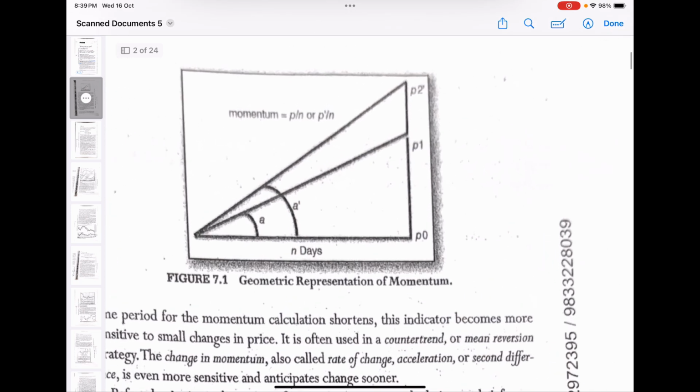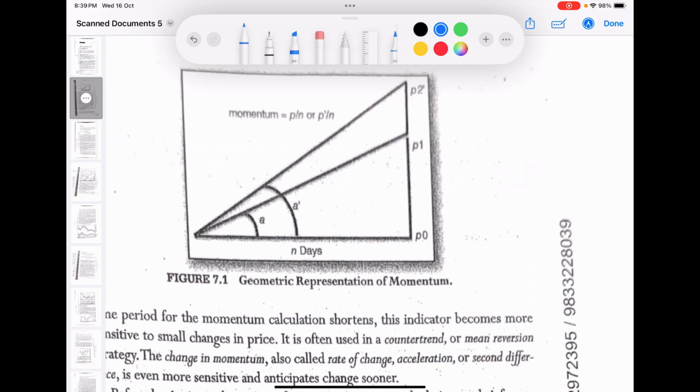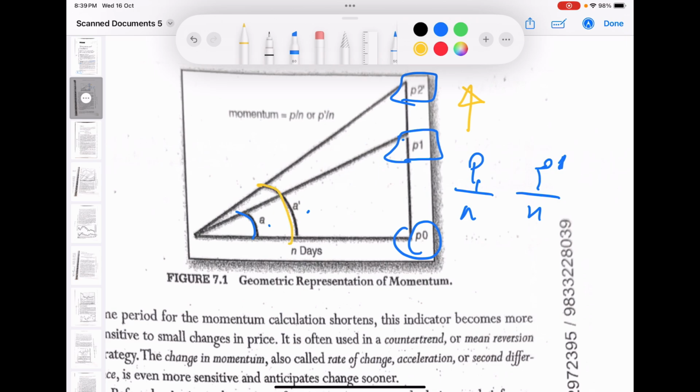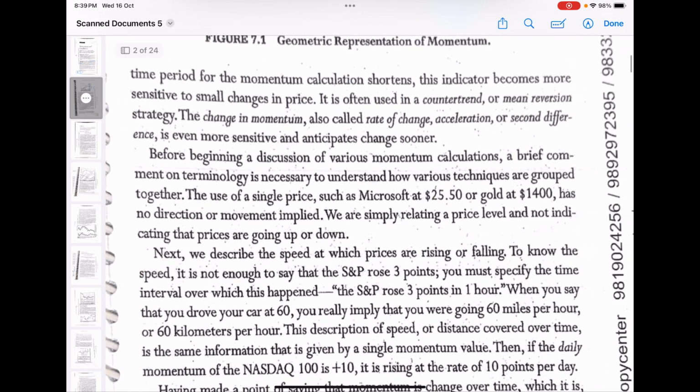You can look at this particular diagram. This is the geometric representation of momentum. There's nothing to be worried about. There are two angles, A and A dash. N days is the number of days, be it 1 day, 10 days, 4 days. We are identifying the price at a particular number of days or period of time. Initially the price was 0. Then the price is at P1. In that case, the momentum is going to be price upon the time or the number of days. Then slowly the price became P dash. In that case, it's going to be P dash upon N. This is how you calculate the momentum. You can see when the price was lower, the angle was less, but when the price became higher, the angle also increased. Simple stuff.